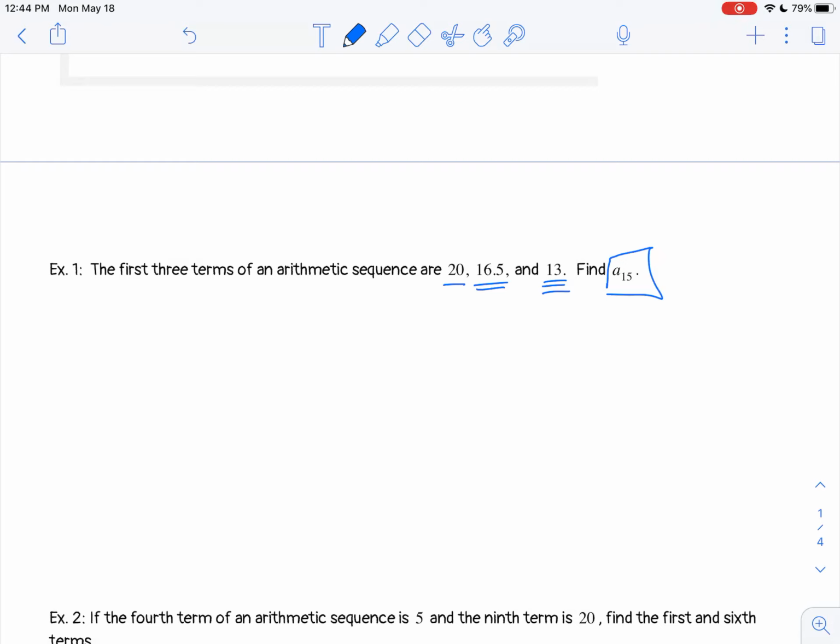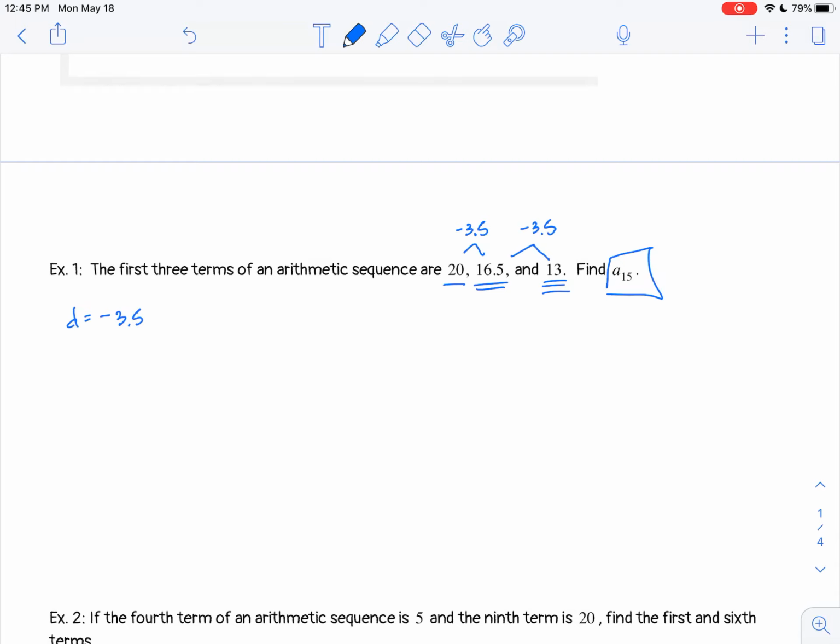I'm going to go ahead and start by finding my common difference, okay? So I noticed that to go from 20 to 16.5, I have to subtract 3.5. And when I go from 16.5 to 13, I also subtract 3.5. So what that tells me is that my D equals negative 3.5, okay?